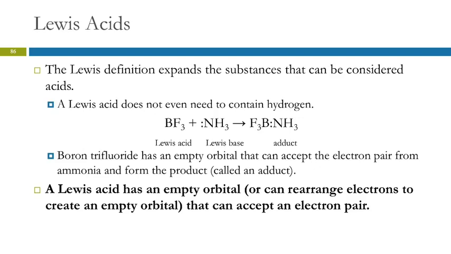Why do we even talk about this? Because the Lewis definition expands the substances that can be considered acids. In the Lewis definition, an acid doesn't even have to contain hydrogen. So here we have BF3 and NH3, and so we've got this lone pair here. The boron here has an incomplete octet. It only has 6 valence electrons in its Lewis structure, and so it is pretty happy to connect up with this NH3 with its lone pair here, and it forms this thing, right? So that's called an adduct. They're just kind of stuck together.